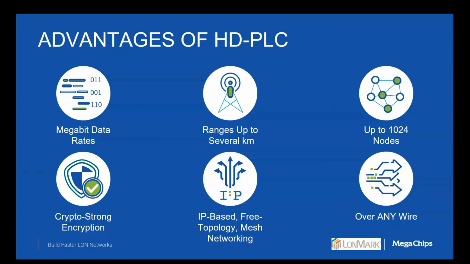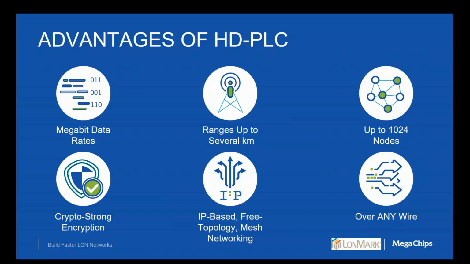So here's what's so special about HD-PLC. For starters, it gives you a big performance upgrade from kilobits to megabits, so you can send bigger packets more often, reaching more nodes at faster speeds in large network configurations. You get plug and play simplicity, free topology, and IP-based mesh networking, and it works over any wires: AC and DC lines, coax, twisted pair, Ethernet.